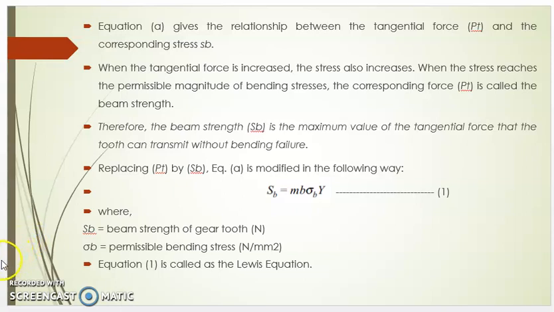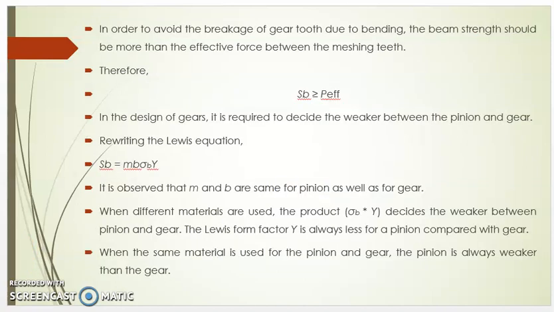Equation 1 is called the Lewis equation. In order to avoid the breakage of gear tooth due to bending, the beam strength should be more than the effective force between the meshing teeth. Therefore, SB should be greater than or equal to P effective.